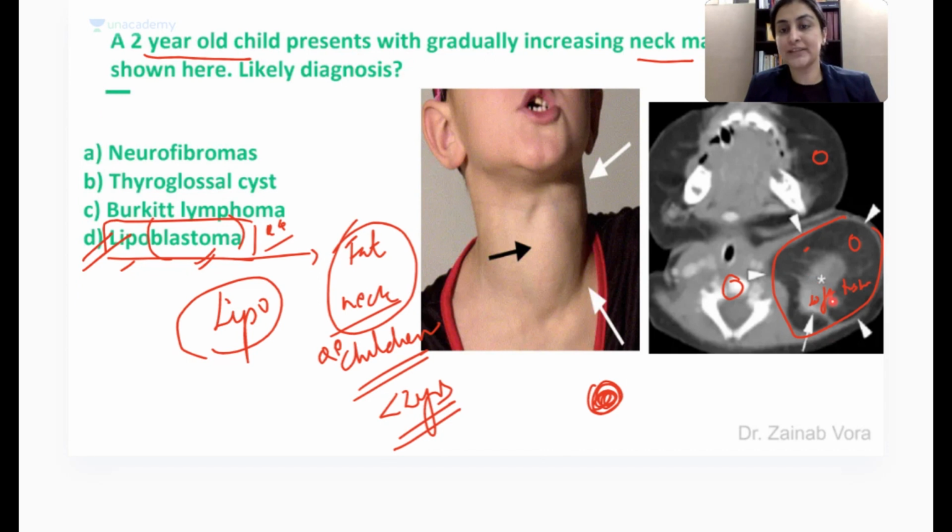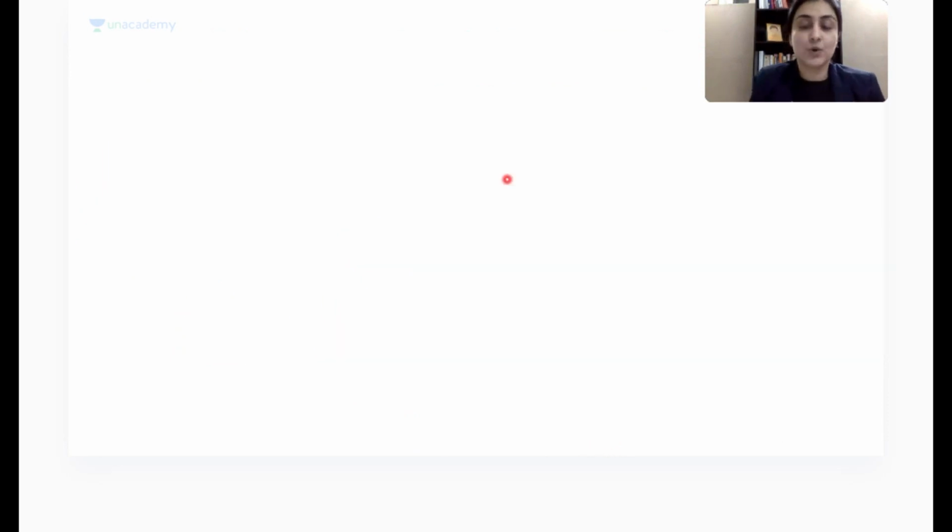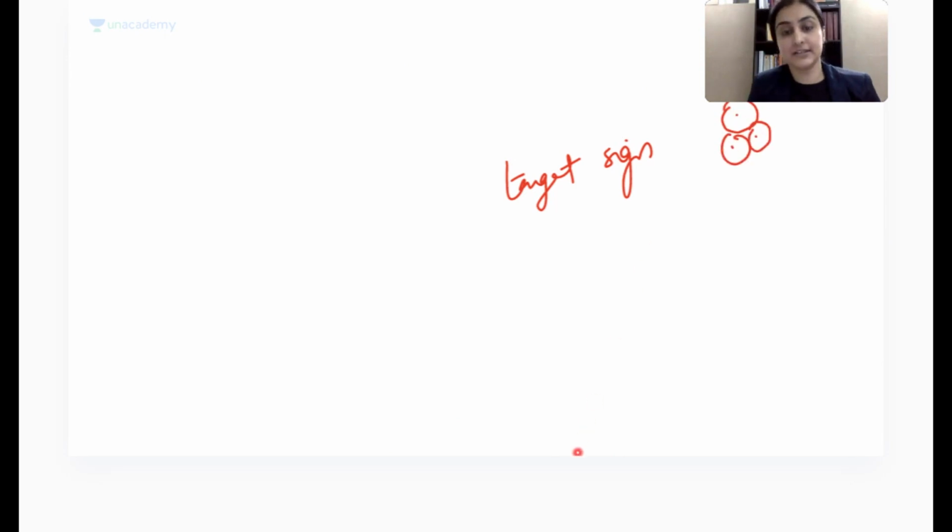The star is just showing the soft tissue component. Okay, looks like target sign. Fair enough, but remember, target sign is only seen in MR. You will not see target sign on CT, and target sign will be very tiny. All right, you will see very tiny fascicles in the target sign.